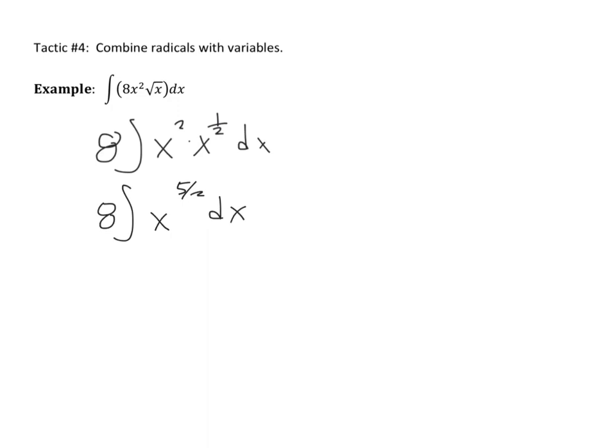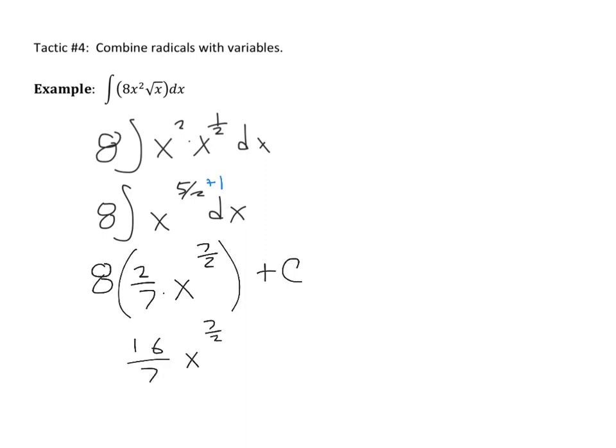At this point, it mimics one of the rules that we have. This is just going to be the power rule. As we've done multiple times before, I just need to increase this power by 1. That means the power is going to become x to the 7/2. I'm going to multiply by the reciprocal of that because that's how we do the power rule. I still have my 8 and I have my plus c. When I simplify this, I get 16/7 x to the 7/2 plus c. And that's it. That's our answer.